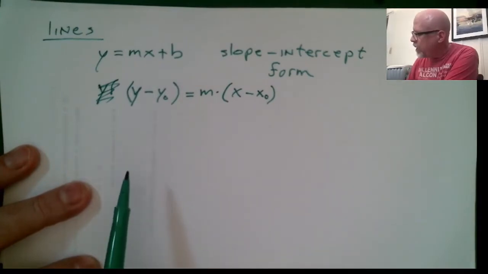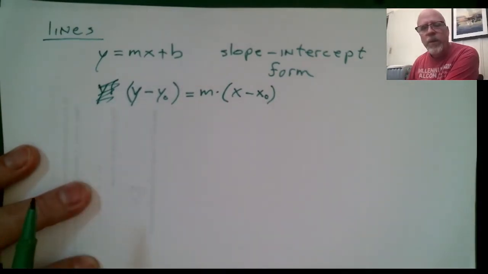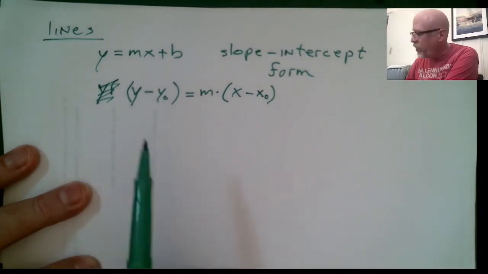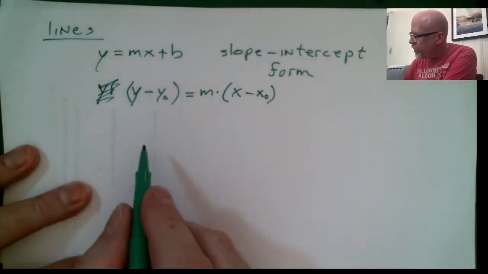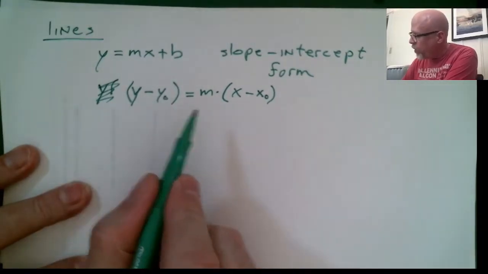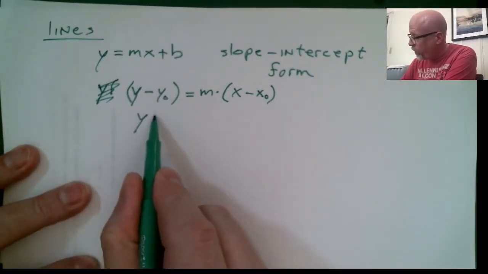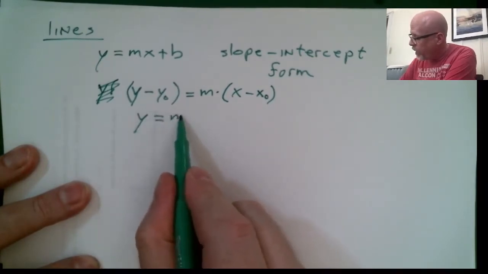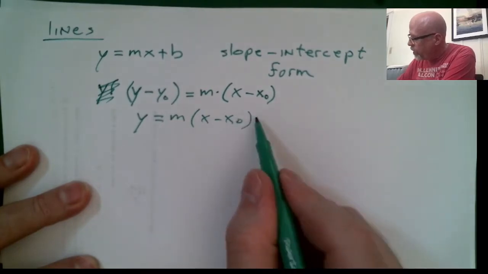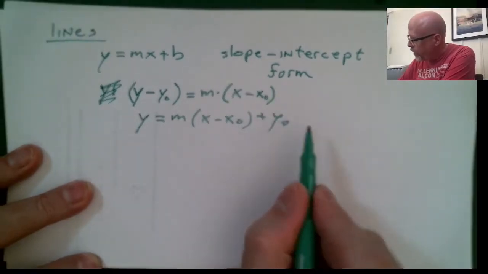Also, there's something a little bit wrong in what I've just written here. Do I really need the parentheses on the left? No, not really. So another version of this is to just scrub the parentheses first and then add y naught to both sides. So then it is really solved for y: y equals m times x minus the x0 value, plus the y0 value.